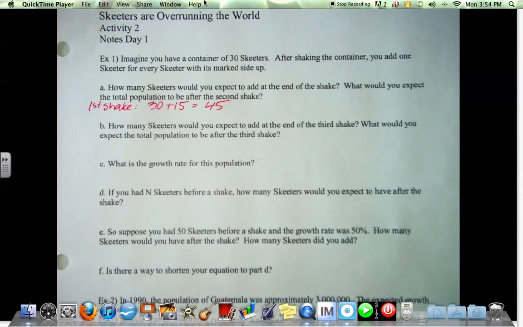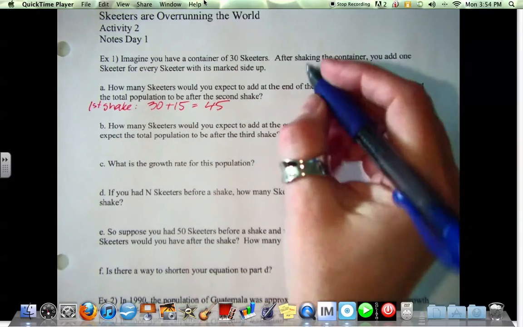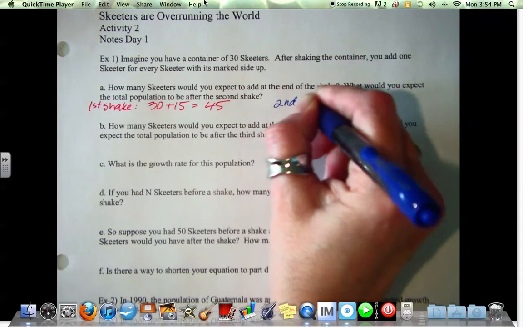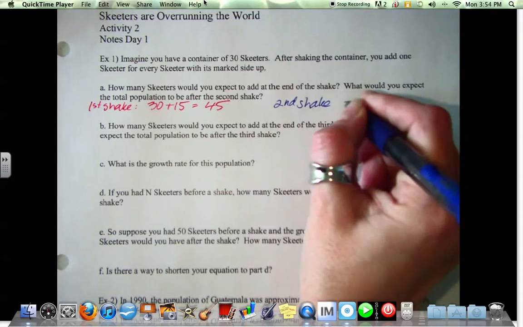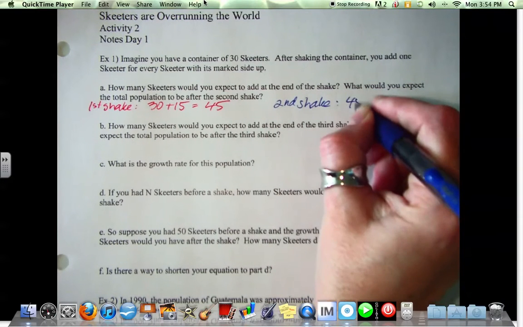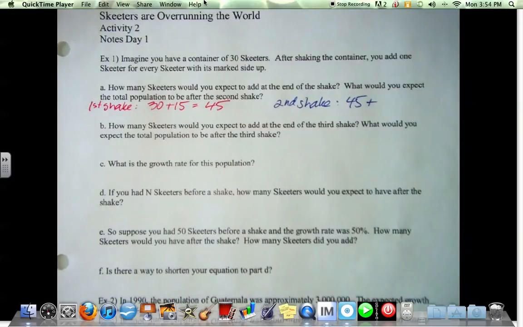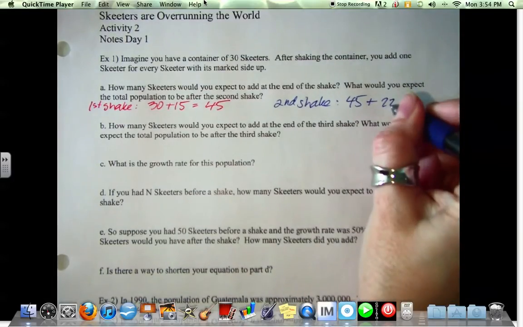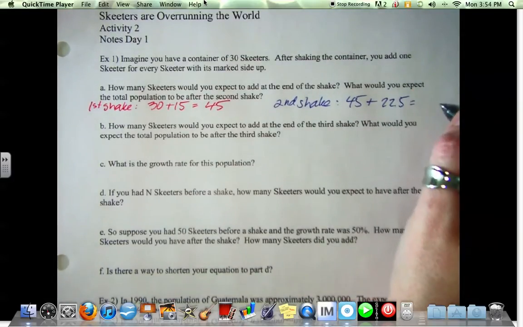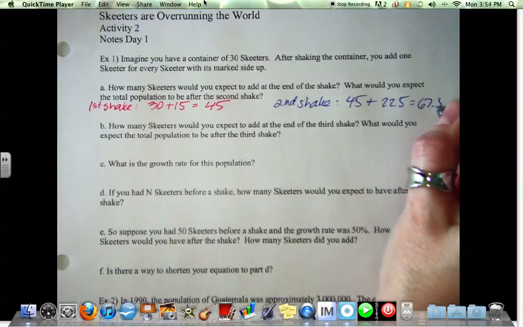What would you expect the total population to be after the second shake? So second shake, we have 45, and if we add half to that, that would be 22.5, which gives us a total of 67.5 skeeters.